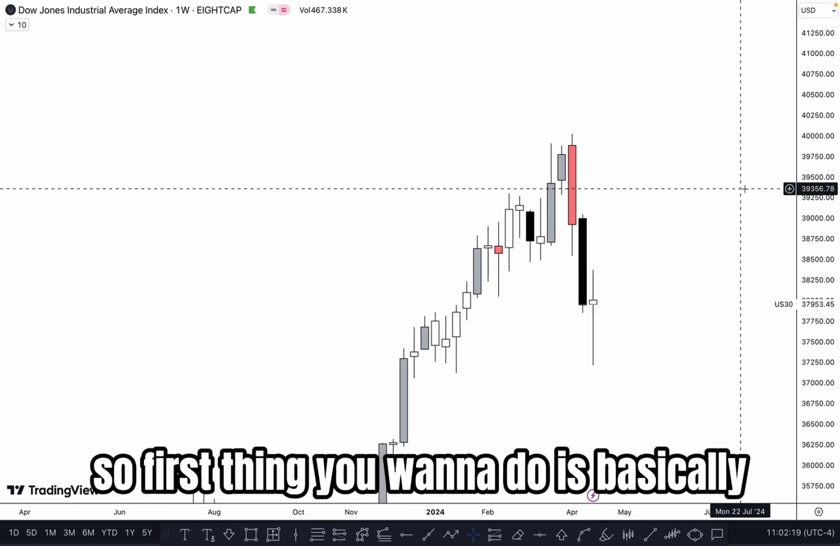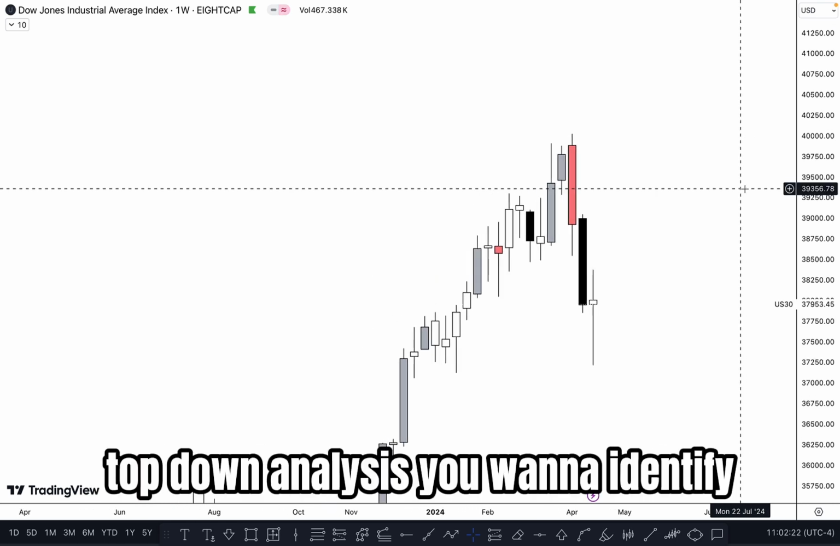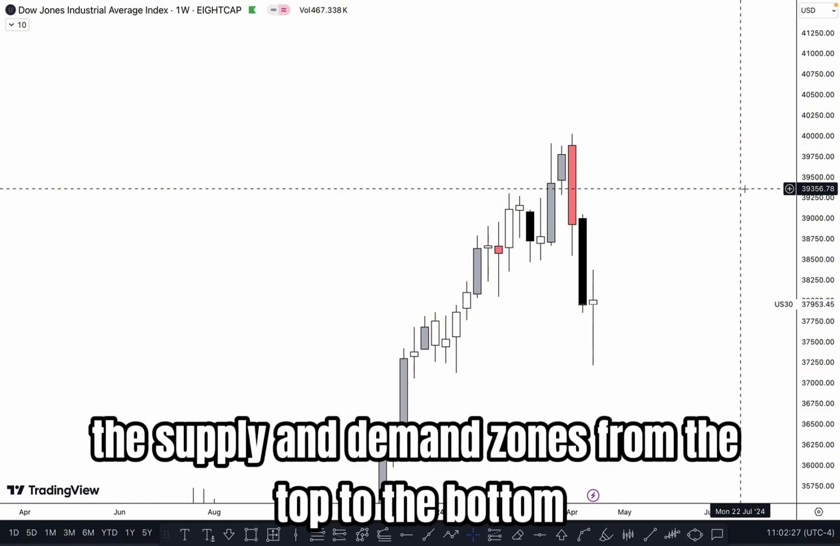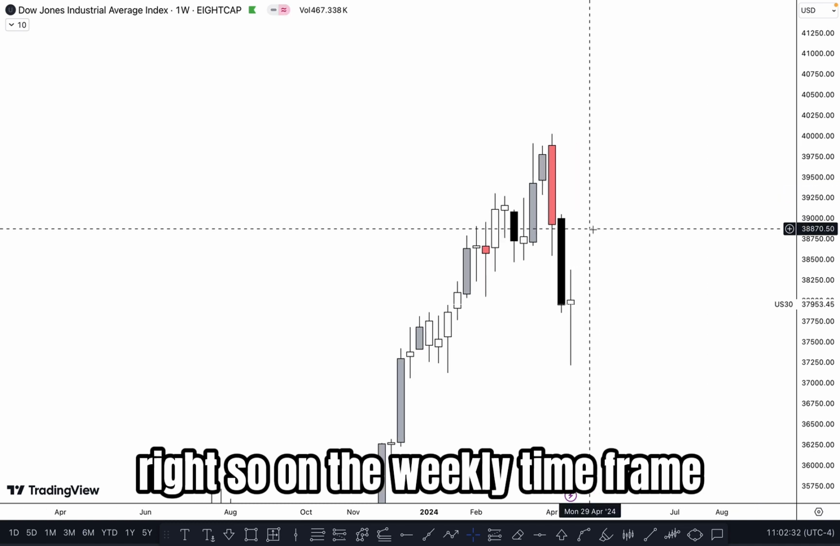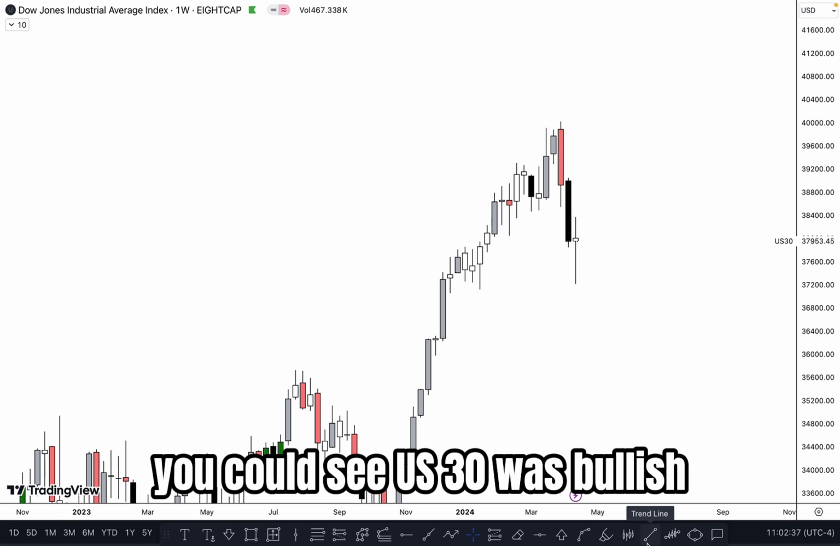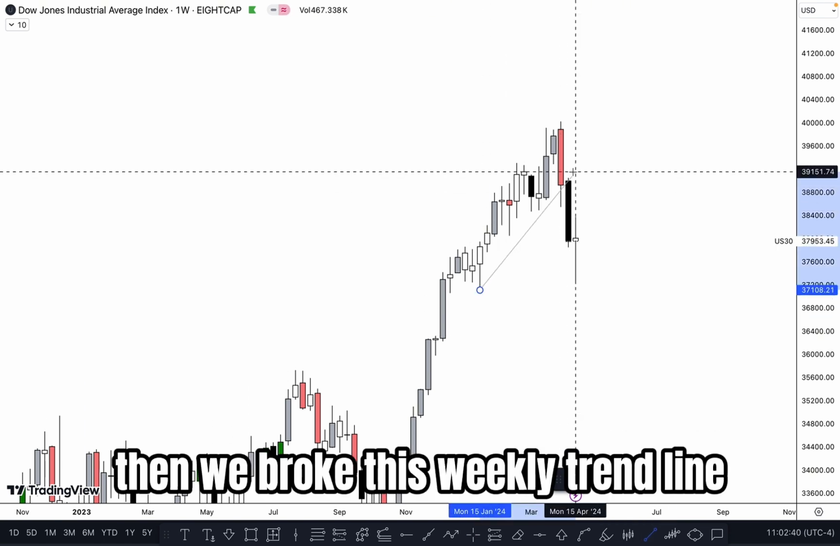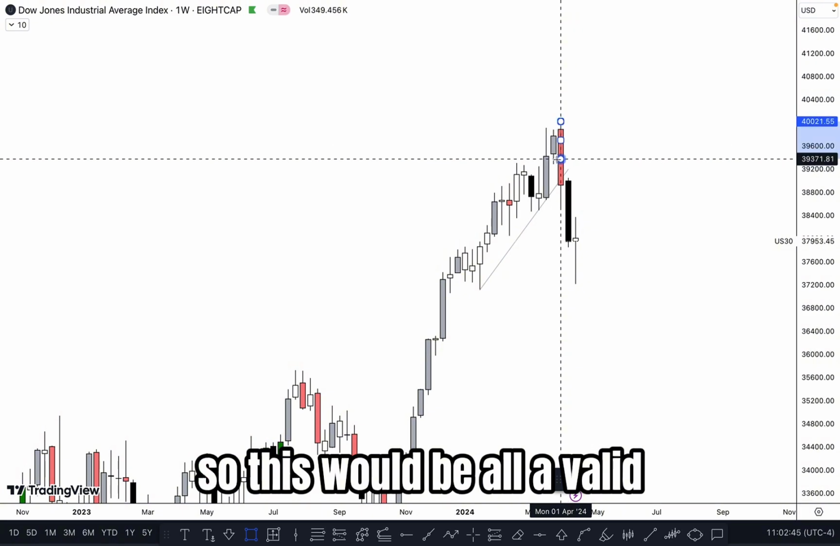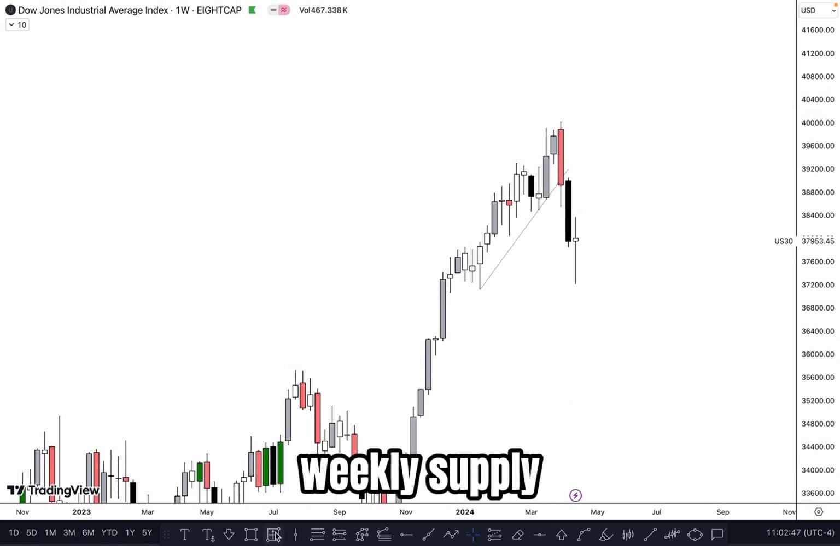So the first thing you want to do is basically top-down analysis. You want to identify the supply and demand zones from the top to the bottom, right? So on the weekly time frame, you could see US30 was bullish. Then we broke this weekly trend line. So this would be our valid weekly supply.